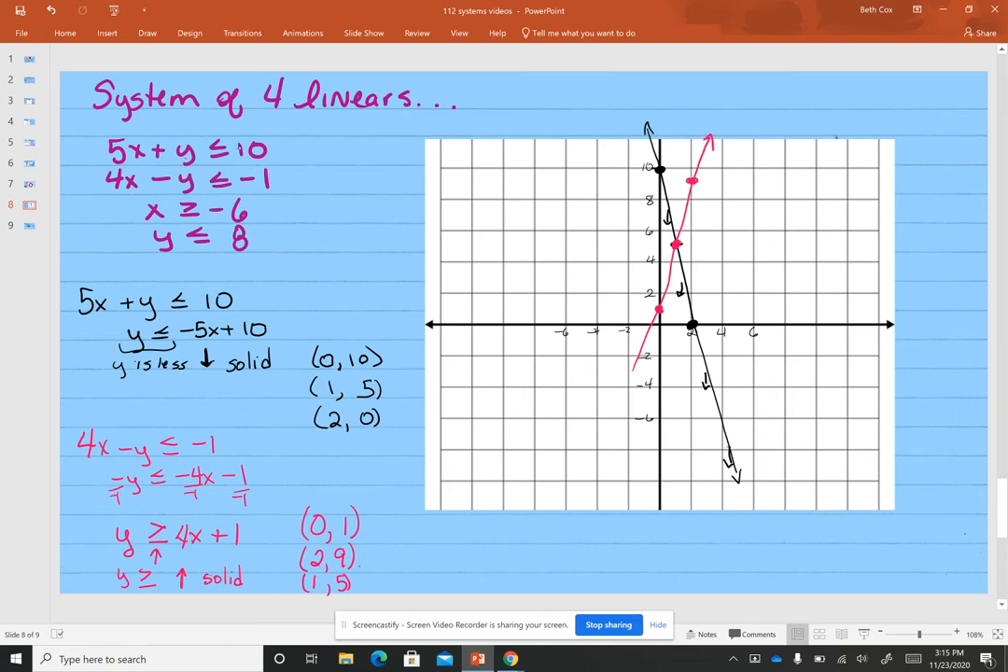Okay, but this time I'm shading above the line. So I'm going to have a little arrow up.